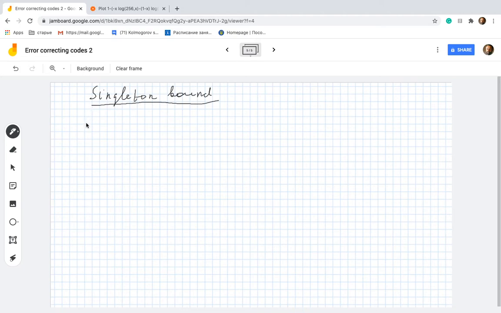So if an (n, k, d) code exists, then k plus d is at most n plus 1.